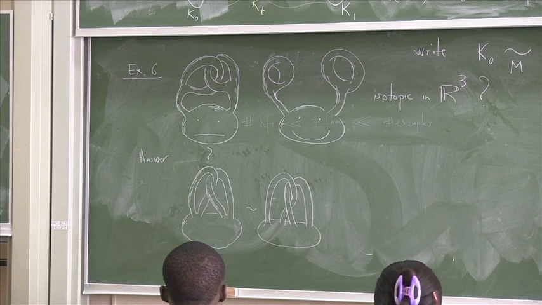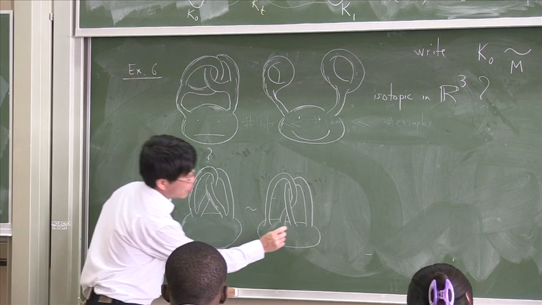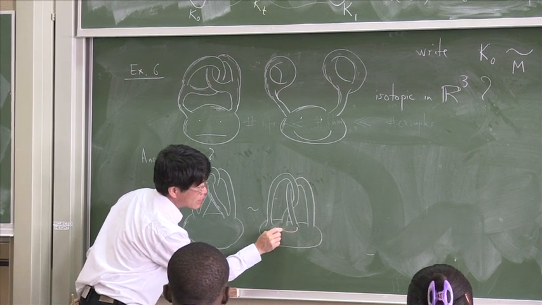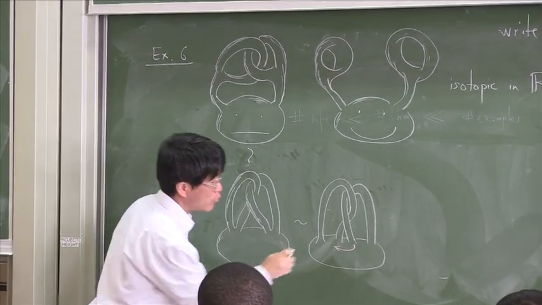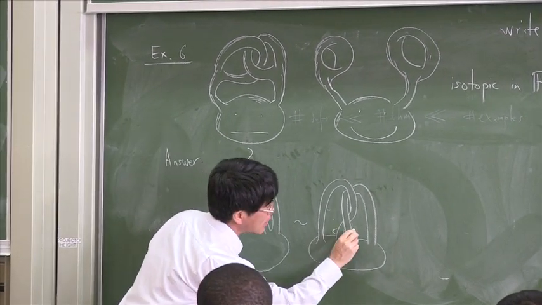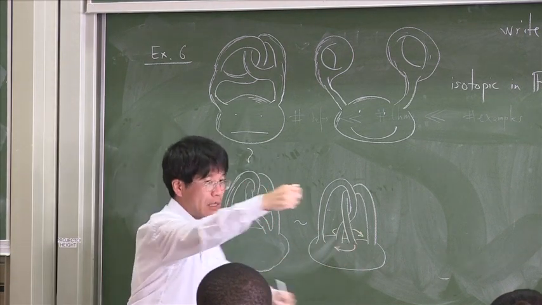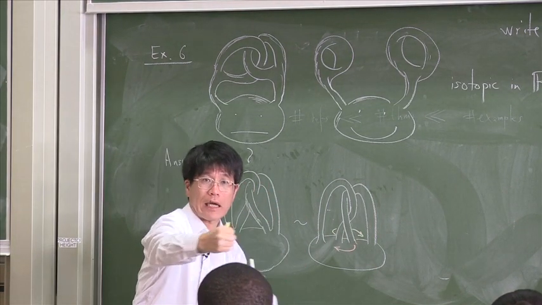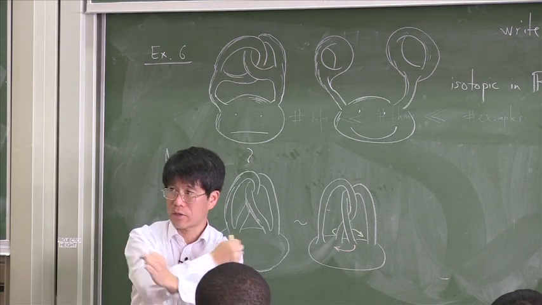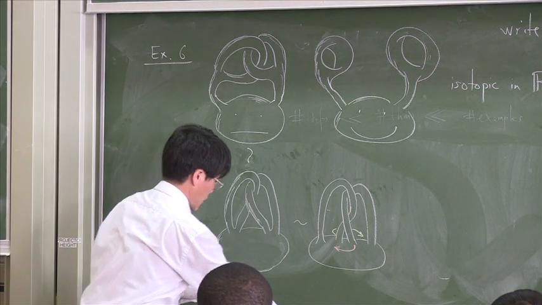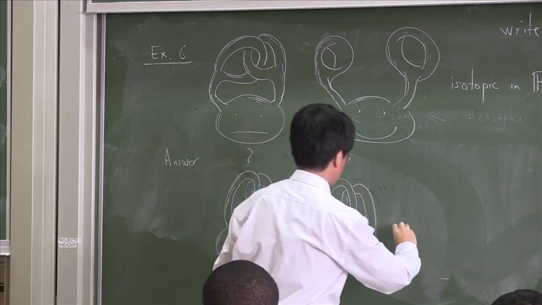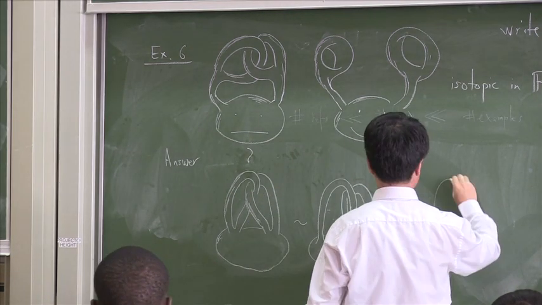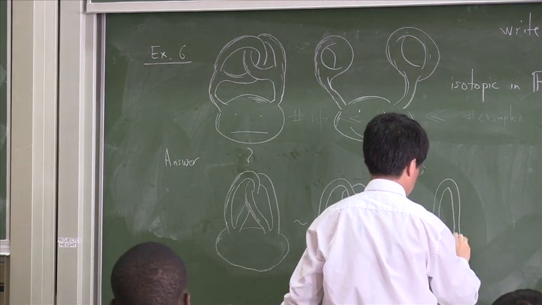Now, we shall grab this in front and move it around over on this side, and we shall grab this thing in the back and move it around over in the back. I slide those handles around on the surface. As a result, what we get is, in fact, amazingly, this kind of picture.